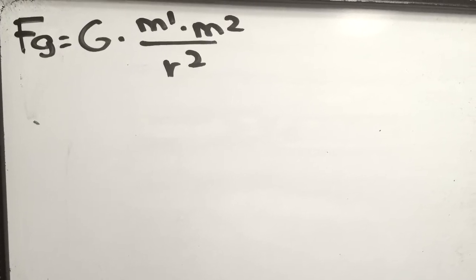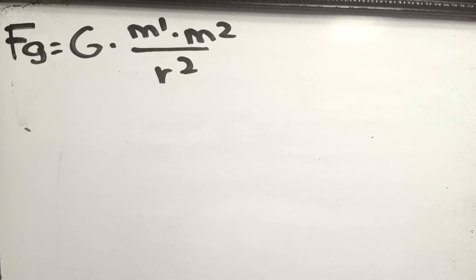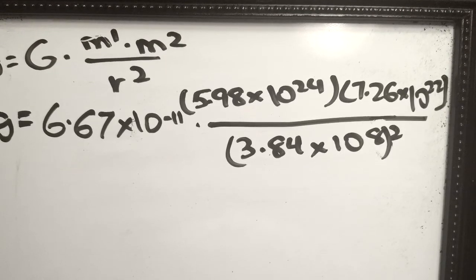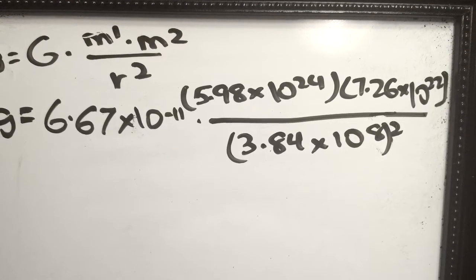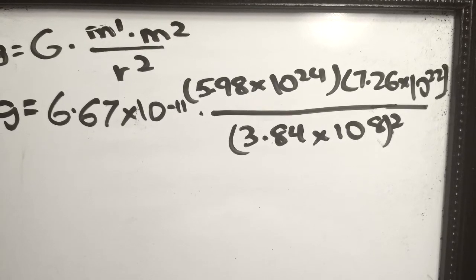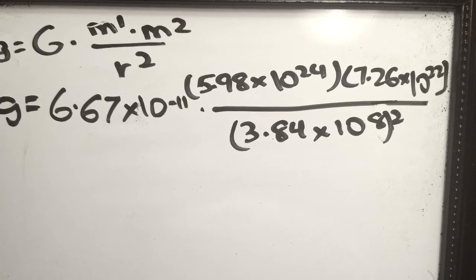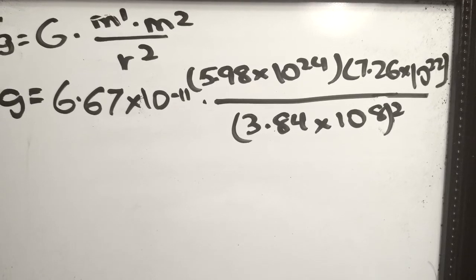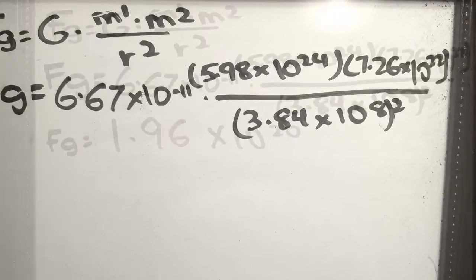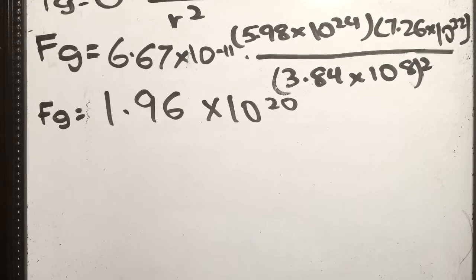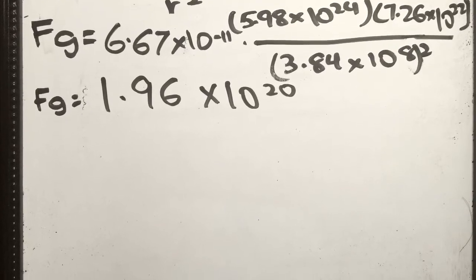gravitational force equals gravity times mass 1 times mass 2 over radius squared. The next step is to substitute for gravity 6.67 times 10 to the negative 11th power, and the two masses, which are 5.98 times 10 to the 24th power and 7.26 times 10 to the 22nd power, and for the radius, 3.84 times 10 to the 8th, squared. If you solve the problem properly, the answer for gravitational force should be 1.96 times 10 to the 20th power.